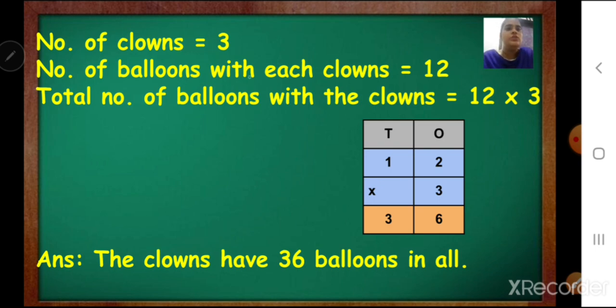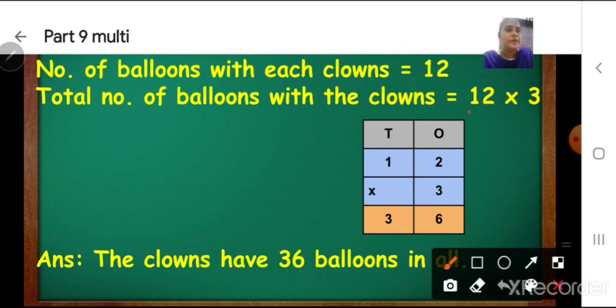Number of balloons with each clown. Now each clown, how many balloons do they have? 12. And finally, what we have to find out is our third statement: total number of balloons with the clowns. This we need to find out. How will we find out? By multiplication. 12 into 3.